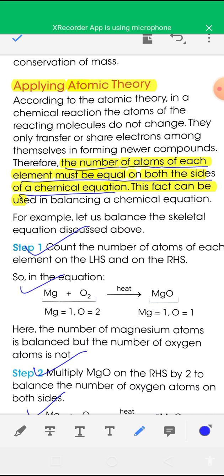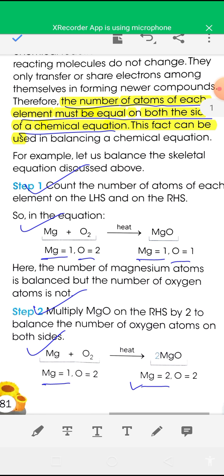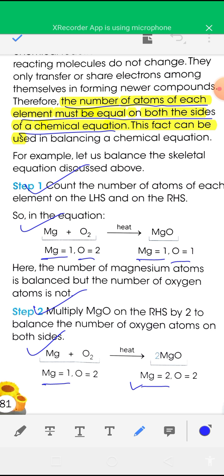Now count the number of each atom on both sides of the arrow. On the left side magnesium is 1, oxygen atoms are 2. On the right side 1 magnesium, 1 oxygen. So first you have to balance the oxygen atoms on both sides. On the left side 2 oxygen, on the right side 1 oxygen. So you have to multiply MgO by 2 to make the number of oxygen atoms on both sides of the arrow equal.